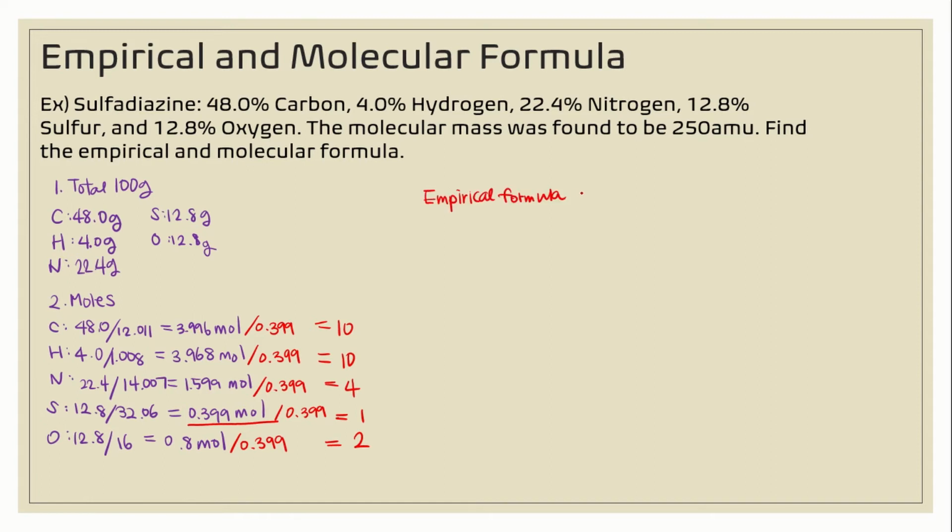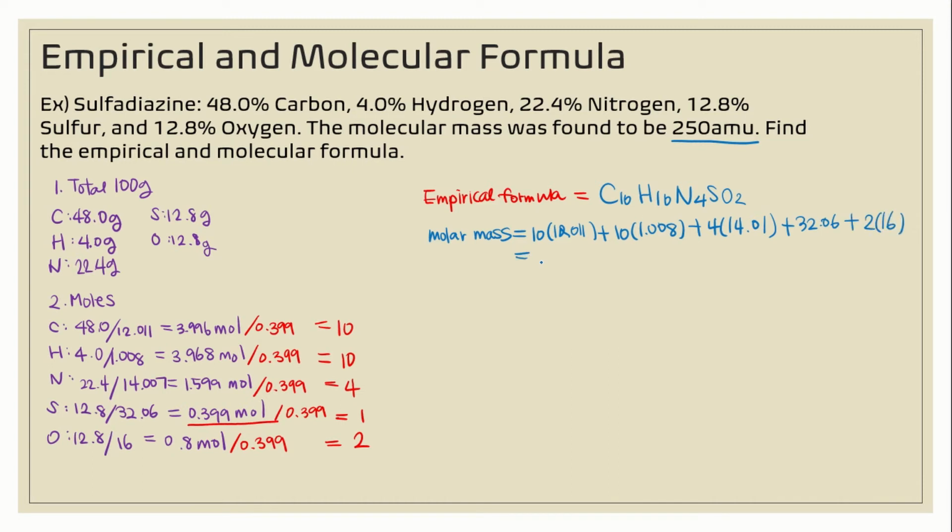So the empirical formula is C10H10N4S1O2. The molecular mass was found to be 250 AMU, so you have to find the molar mass of the empirical formula to know if the empirical formula equals the molecular formula. So the molar mass of the empirical formula is 10 carbon, 10 hydrogen, 4 nitrogen, 1 sulfur, and 2 oxygen, which you get is 250 AMU. So you know that the empirical formula equals the molecular formula in this case.